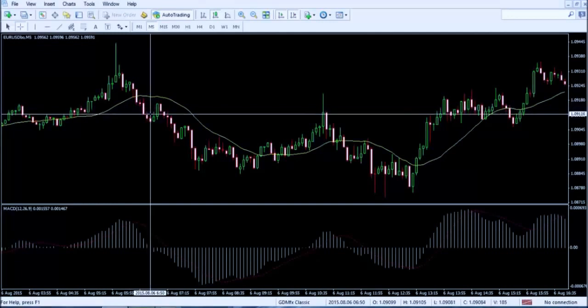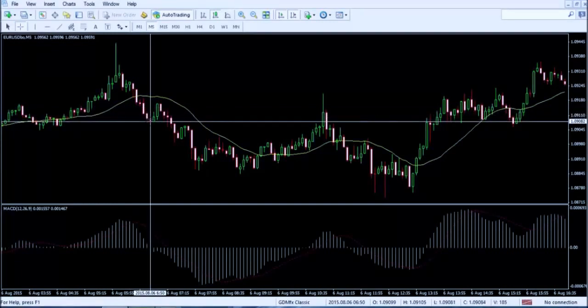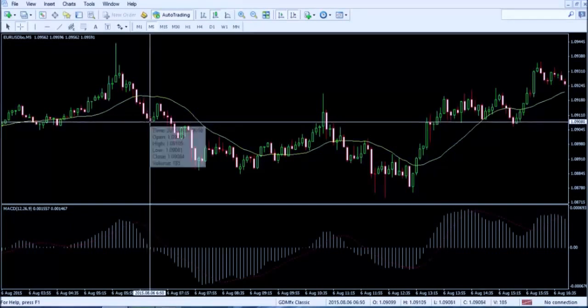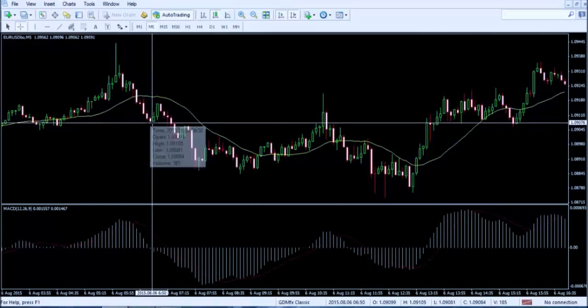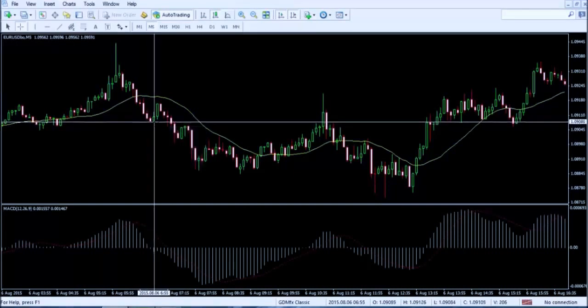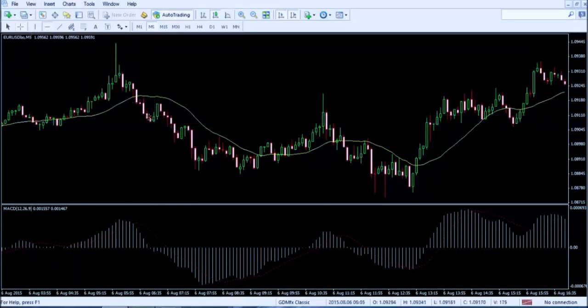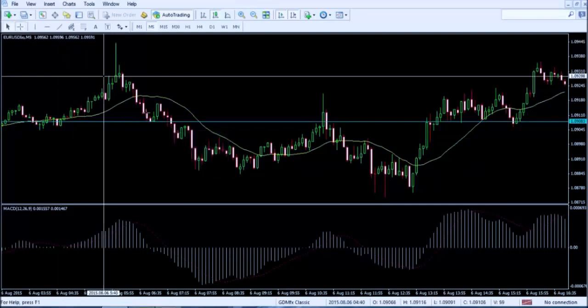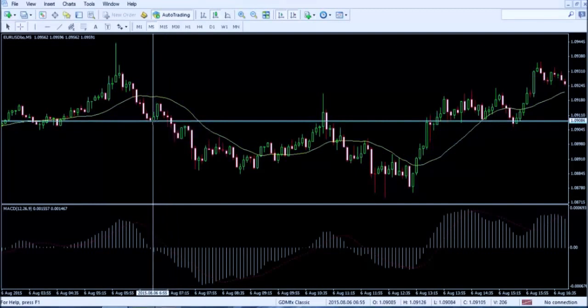And at the end of this candle, you can see that the MACD does turn negative, and our entry point would have been on the open of this candle. So we'll count 5, 10, 15, 20, 25, 30 minutes. Okay, 30 minutes would have expired in the money.